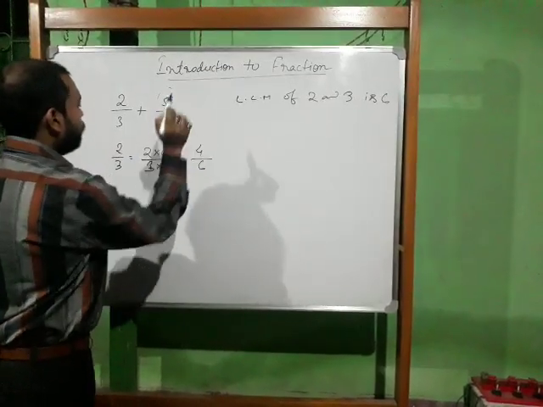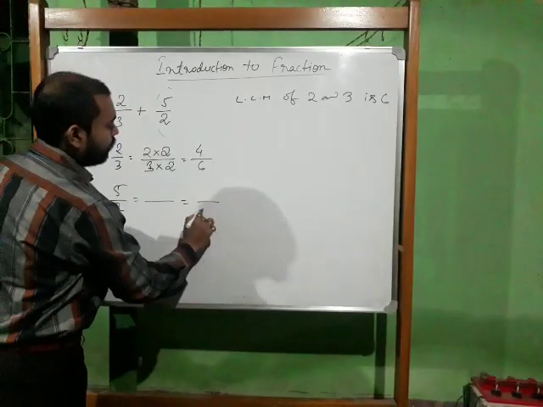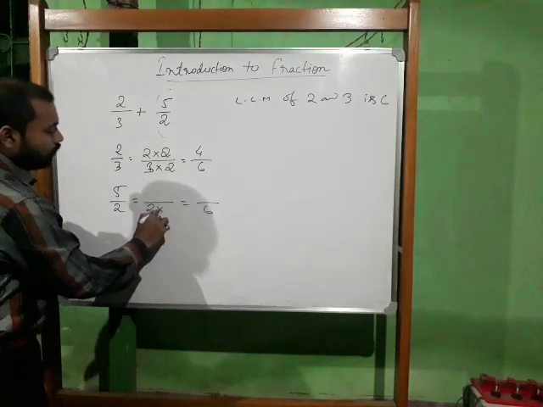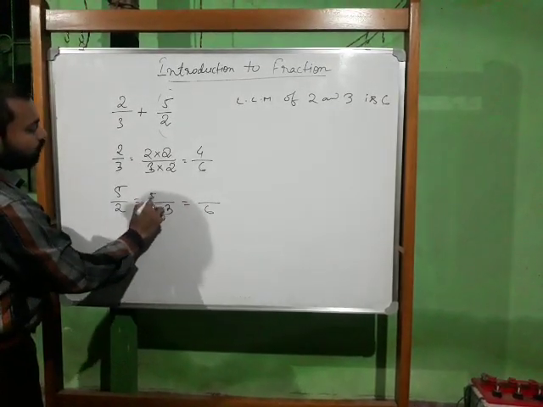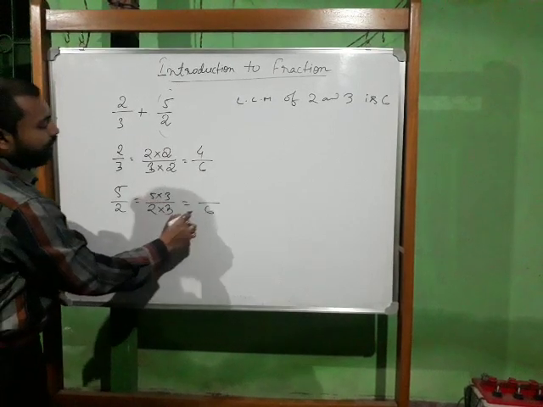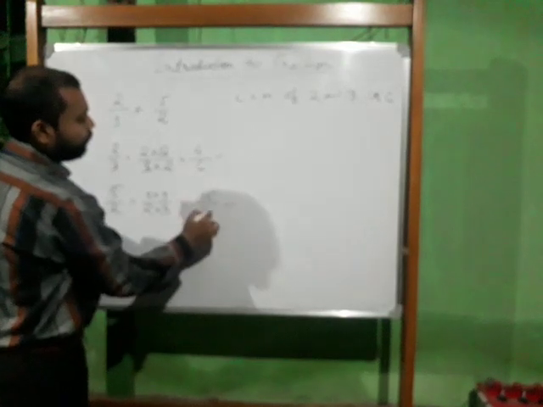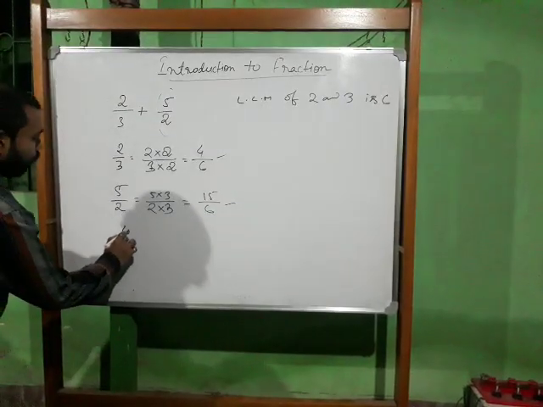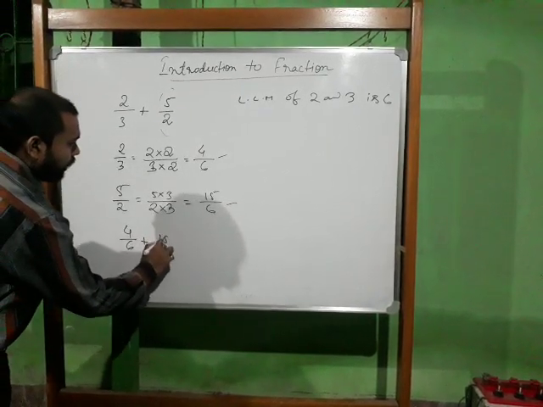Now let us take this 5 by 2. So we have to make the denominator 6. So here 2 is there at the denominator. So with 2, what will we multiply to make it 6? It is 3. So 5 also should be multiplied with 3. So 5 threes are 15. Now you can see in both these fractions the denominators are equal. Now what will we do? 4 by 6 plus 15 by 6.